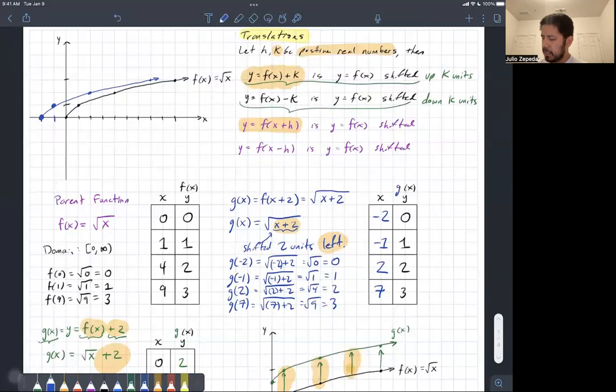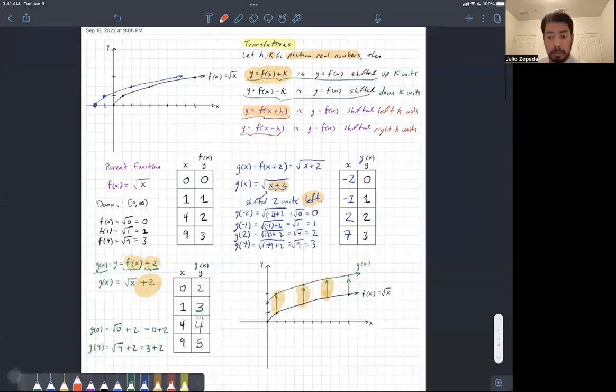Okay, so then we can generalize this and say, y equals f of x plus h is just basically f of x shifted left h units, whatever number value h might be. And then what would this one be then? Can you tell me that? y equals f of x minus h would shift which direction? That's actually going to shift to the right h units. Okay. And we could do an example of that as well if we wanted to. For the sake of time, I won't.